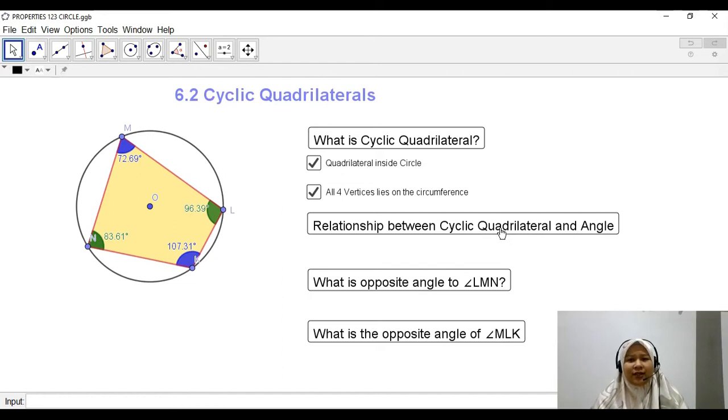After we know what is cyclic quadrilateral, now we want to know the relationship between cyclic quadrilateral and the angle.